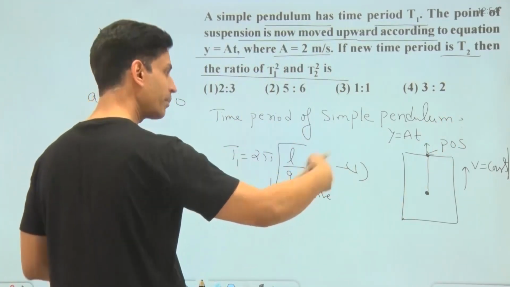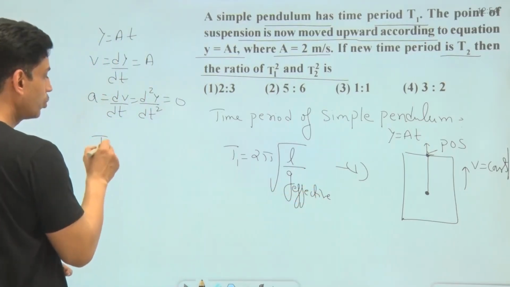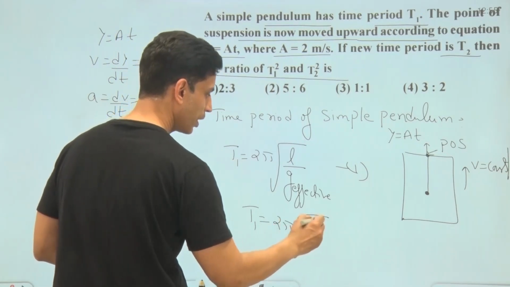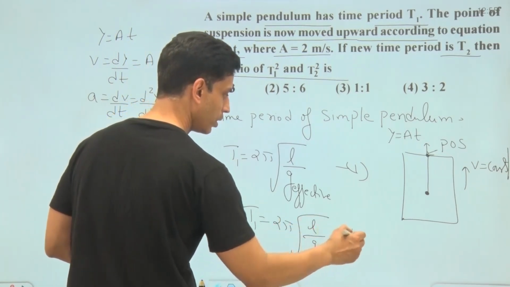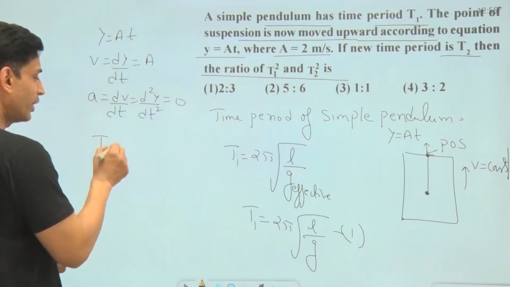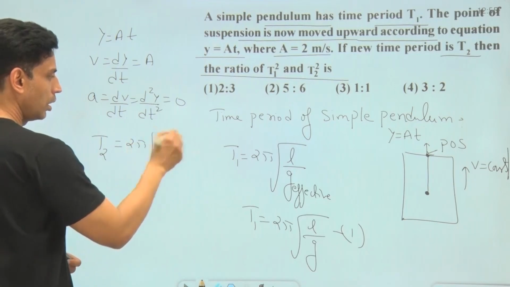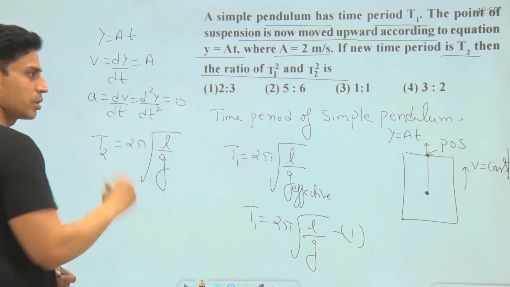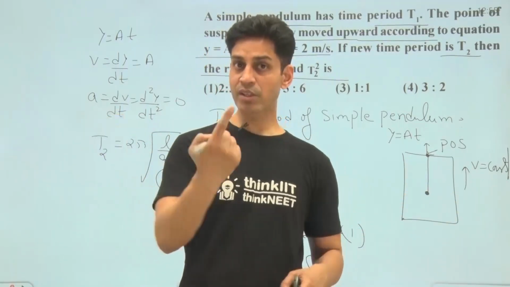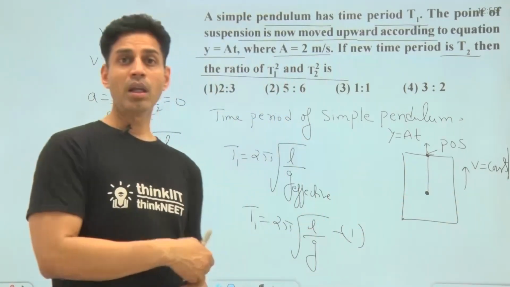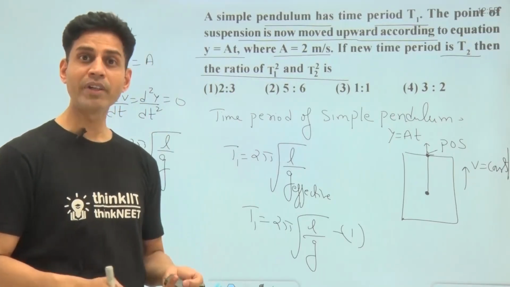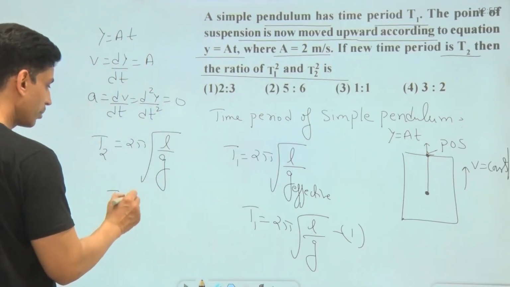So the G effective remains as G. So T1 is 2 pi under root of L by G, this is equation number 1. Now T2 is equal to 2 pi under root of L by G only, because there is no acceleration. If this A comes out to be non-zero, then the effective acceleration will change. But as A comes out to be 0, G effective remains as G, that is acceleration due to gravity. So T1 comes out to be T2.